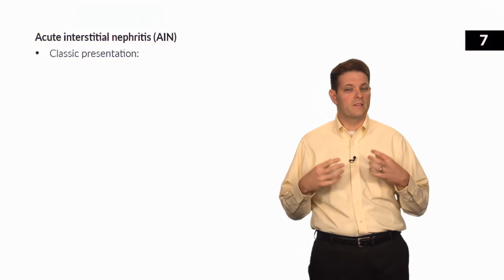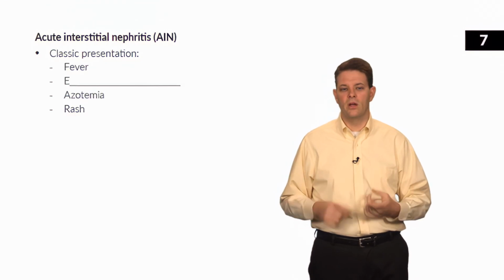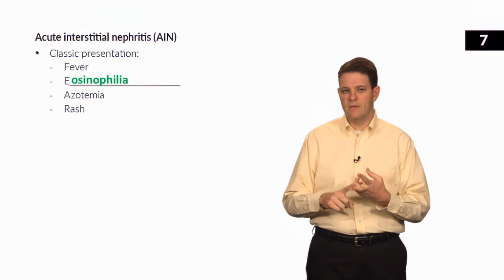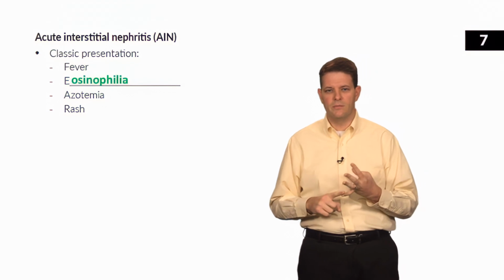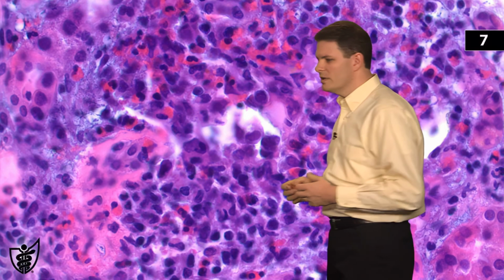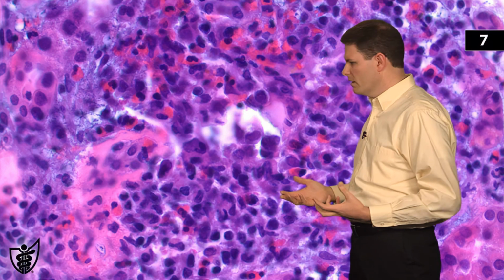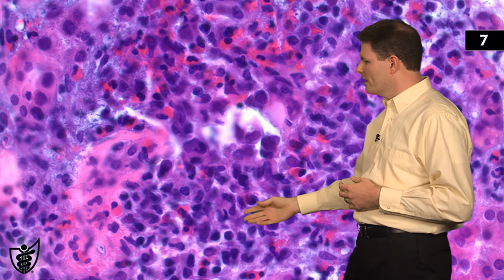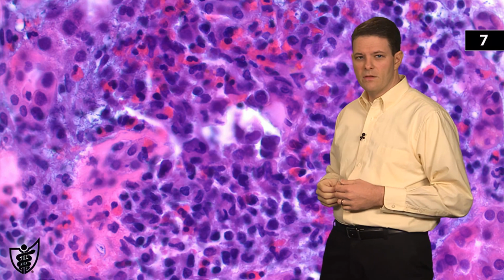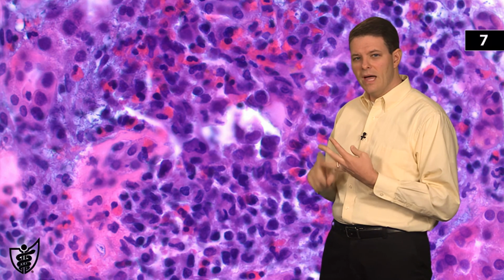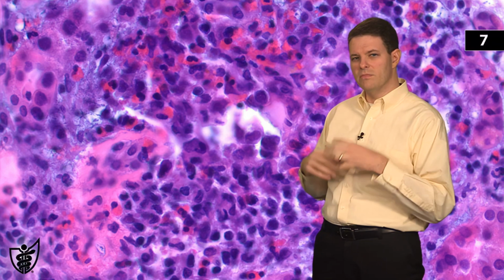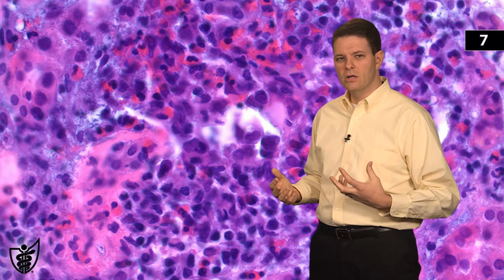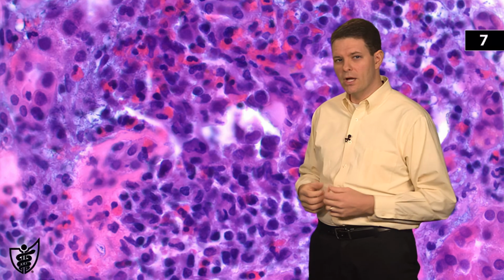You can remember the typical presentation of AIN with the word fear: fever, eosinophilia, azotemia, and rash. Now, we looked at this in immunology when discussing causes of eosinophilia. So here are the tubules, and then in the interstitium there are lots of inflammatory cells and plenty of eosinophils. So fever, eosinophilia, azotemia, and rash. It's sort of a diffuse maculopapular rash. It's a drug rash, an allergic rash.